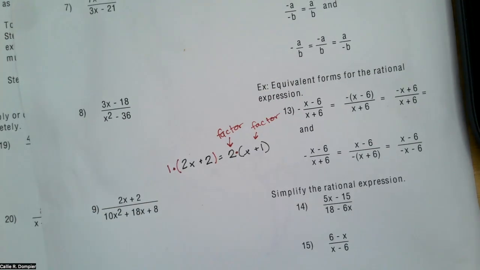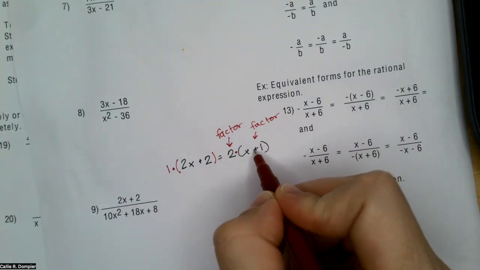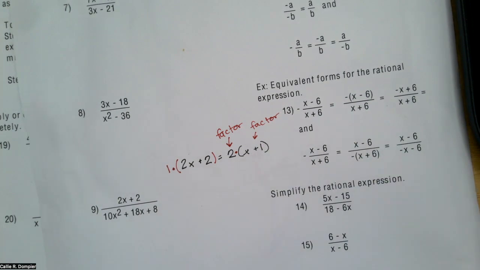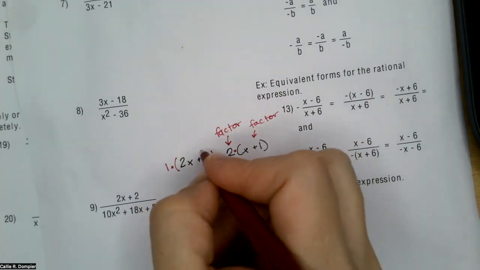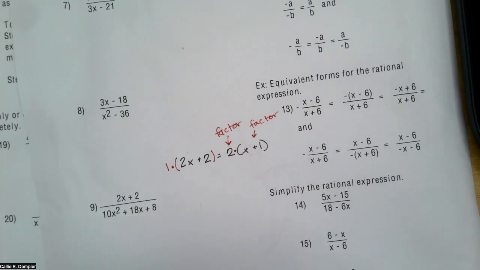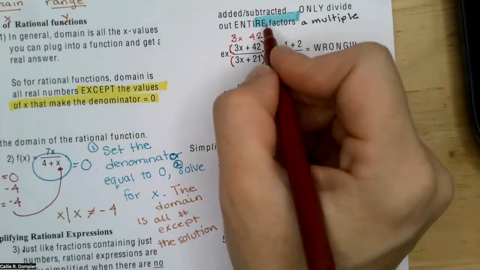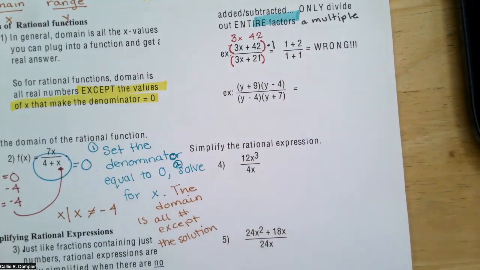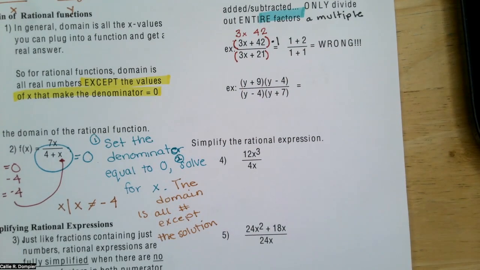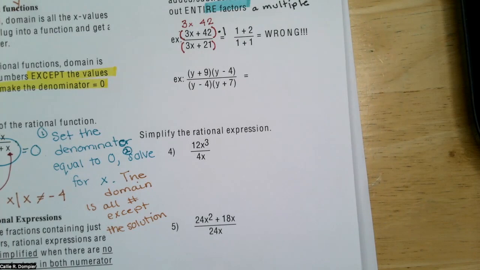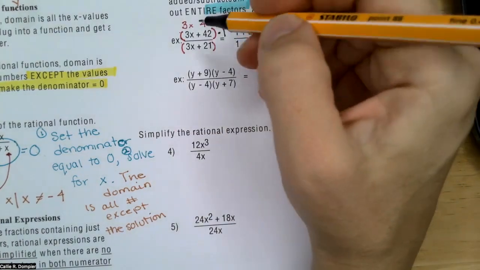So factor means multiply. You cannot take something that's being added or subtracted and call it a factor. It's either the whole binomial, or you can factor something out and it's still being multiplied by the binomial. Okay, so I hope that makes sense. Only entire factors rather than something that's being added or subtracted. To show you that rule, I kind of went over it, but we'll go over it again.